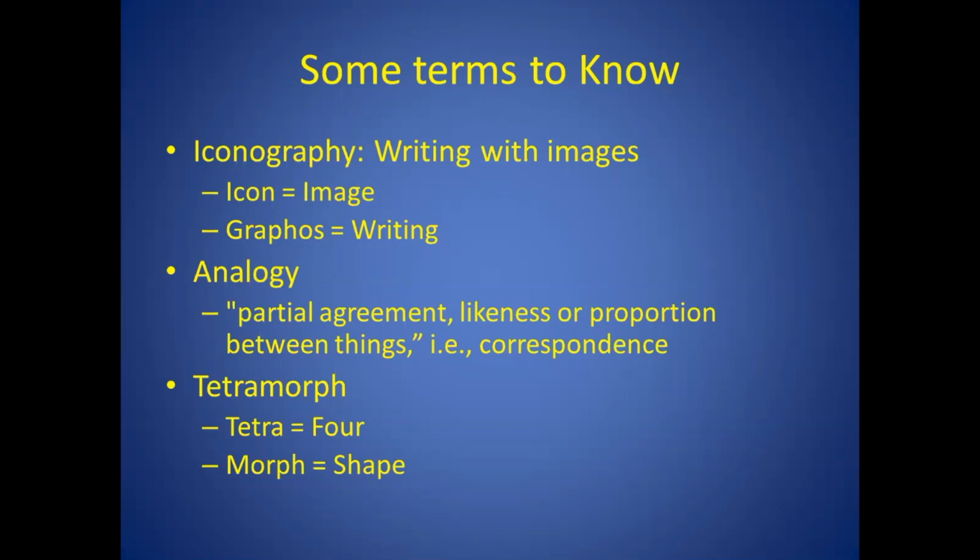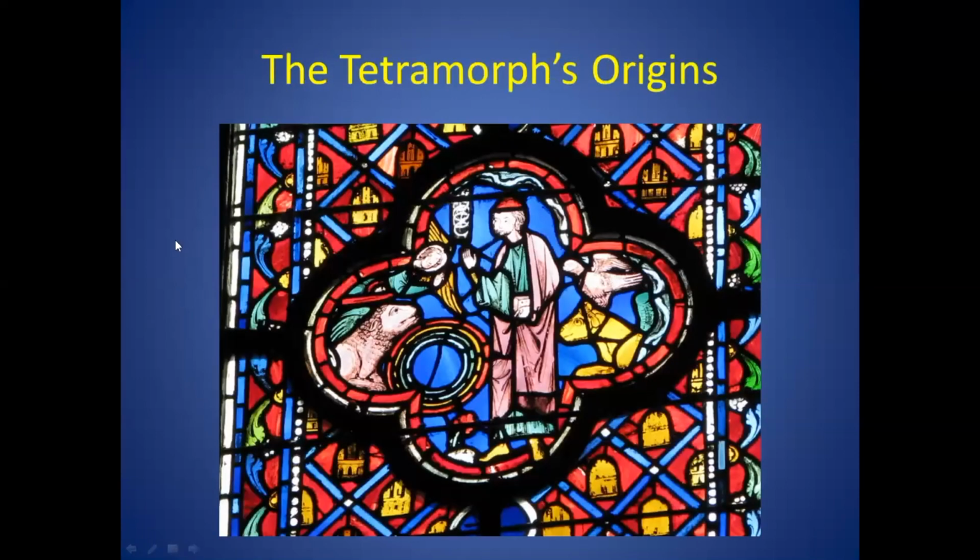Analogy: a lot of what the medieval theologians did was write and speak by analogy, meaning they were trying to communicate by making a connection. They were looking for connections between, for instance, nature and their beliefs, nature and morals and ideas and teachings. And then finally, the tetramorph, which I've mentioned already, means four shapes. Tetra is the Greek word for four, morph for shape. So that's where that comes from. And we'll start with the Tetramorph and talk a little bit about its origins.